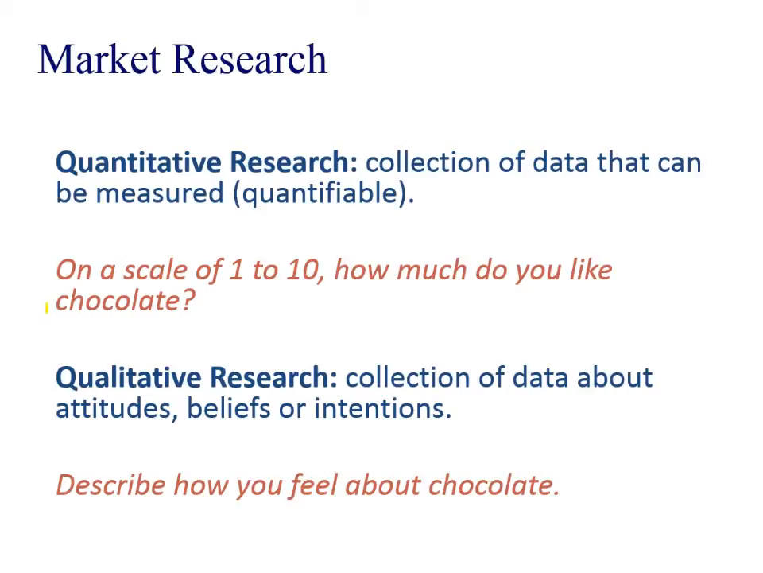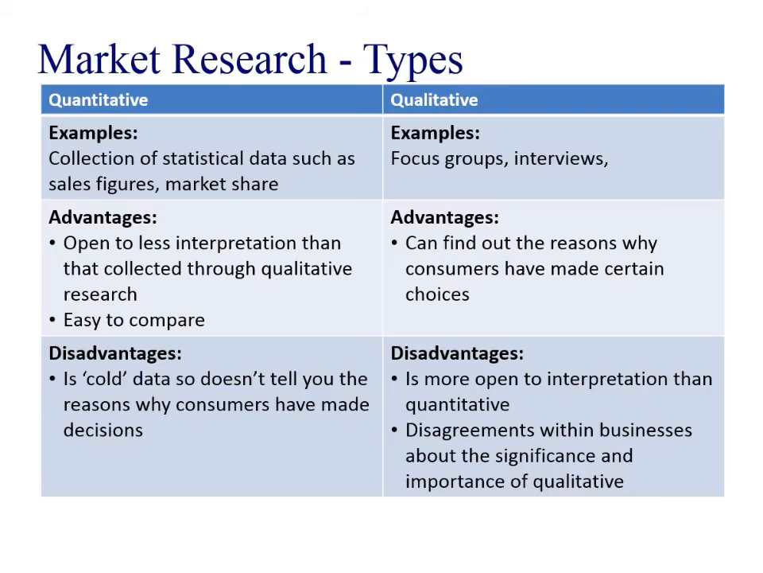Now quantitative data will give you a statement. Does someone like chocolate? How much do they like chocolate? Do they like it more than, say, ice cream? Whereas qualitative data will give you the reasons behind those answers. So why do they like it more or less than ice cream? And so on.